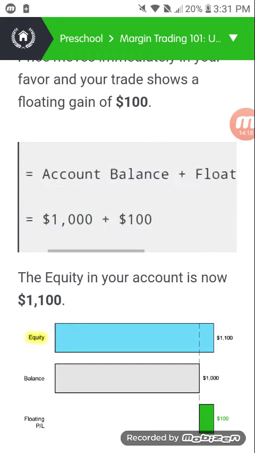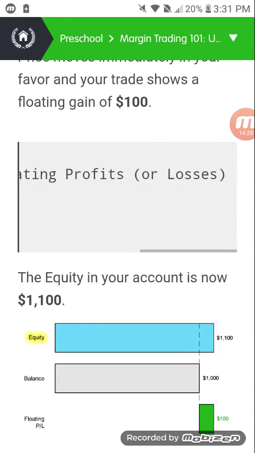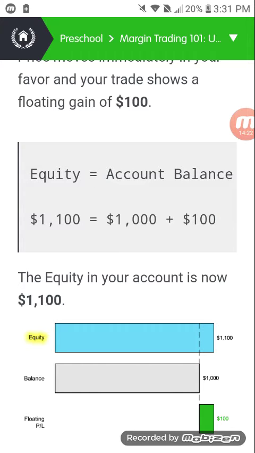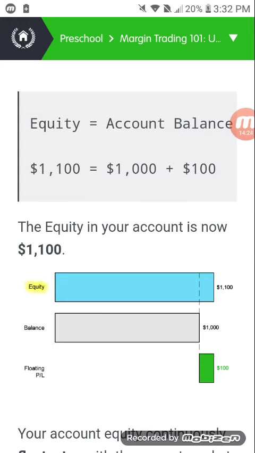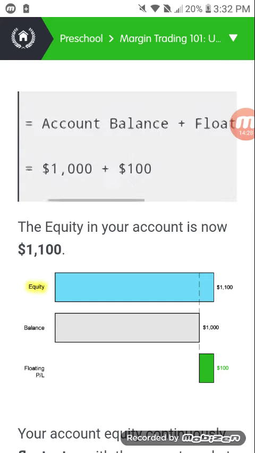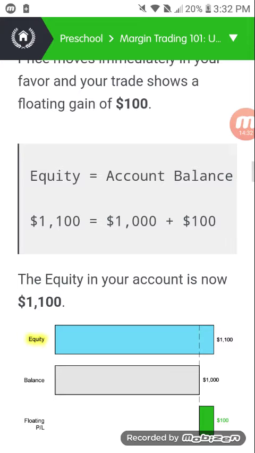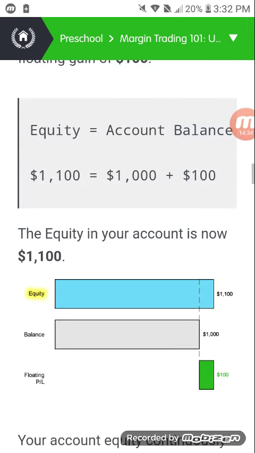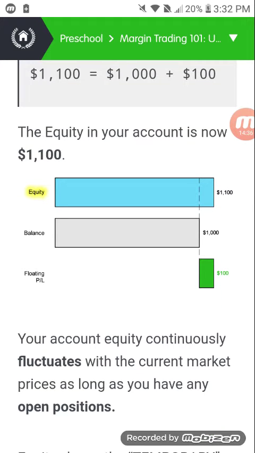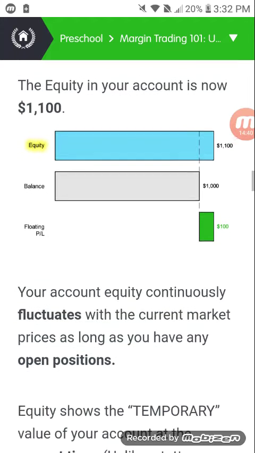Your equity is the account balance plus the floating profit or loss. Your account balance is $1,000, plus you have a floating profit of $100. So your equity now is $1,100. Your equity in your account now is $1,100 because you have a floating profit of $100.